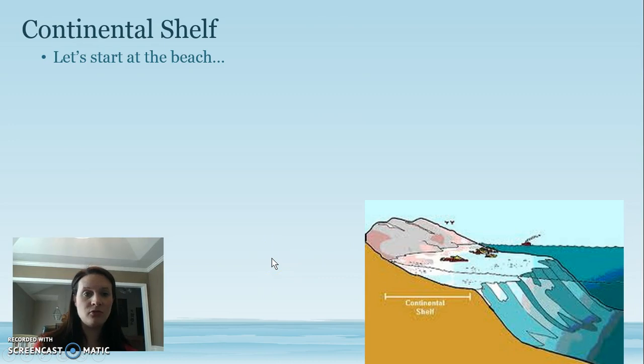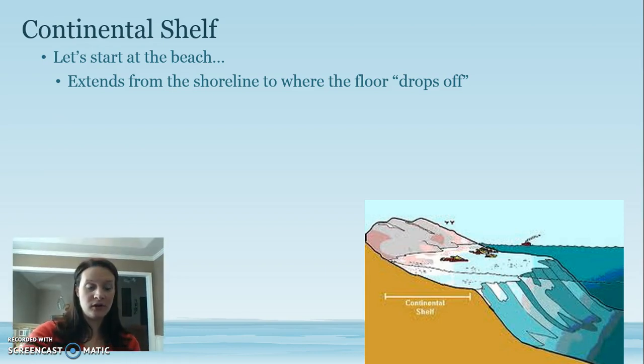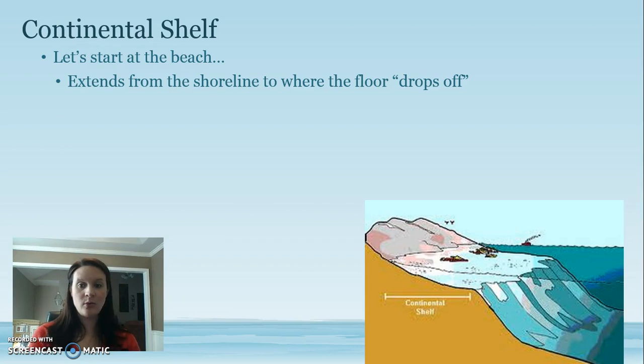So starting at the beach, you are standing on the continental shelf. This is the space that extends from the shoreline, as far as the water will go at high tide, all the way down to where the seafloor tends to almost drop off. I'm sure if you've been to the ocean before, when you're walking, all of a sudden it might feel like the ocean floor just completely drops off from underneath you. You have most likely hit the end of the continental shelf.